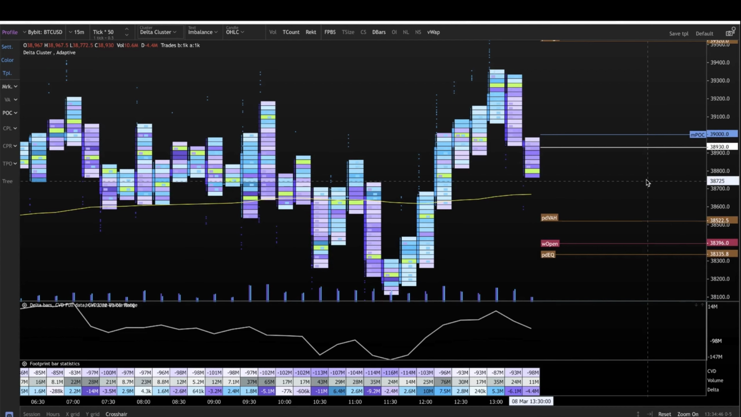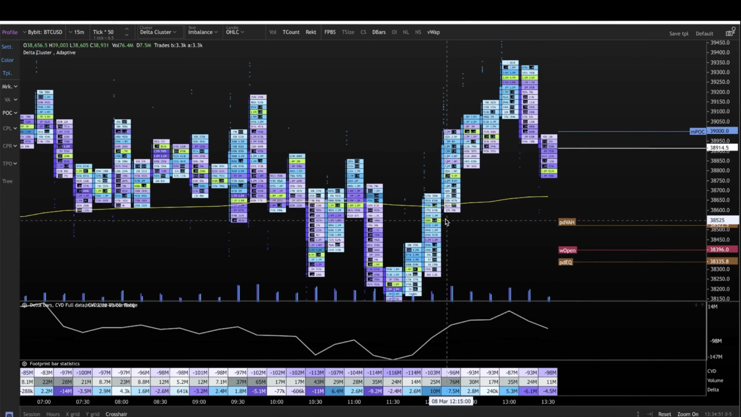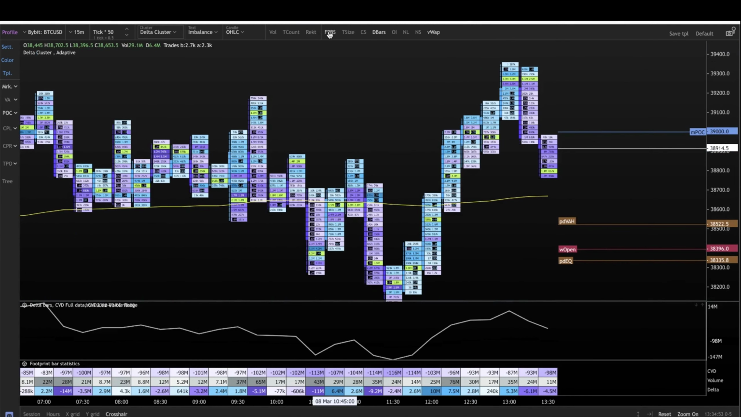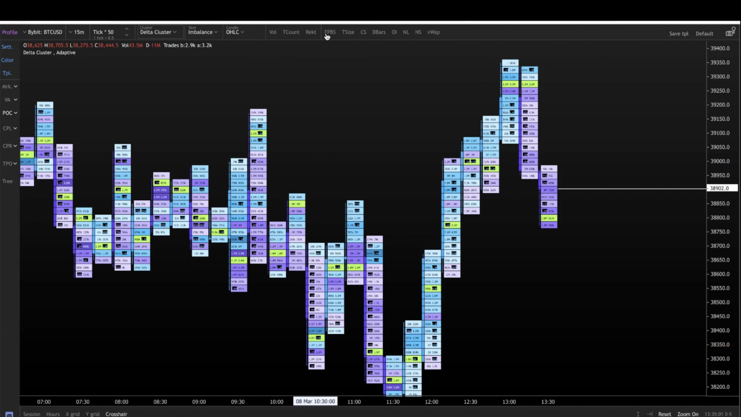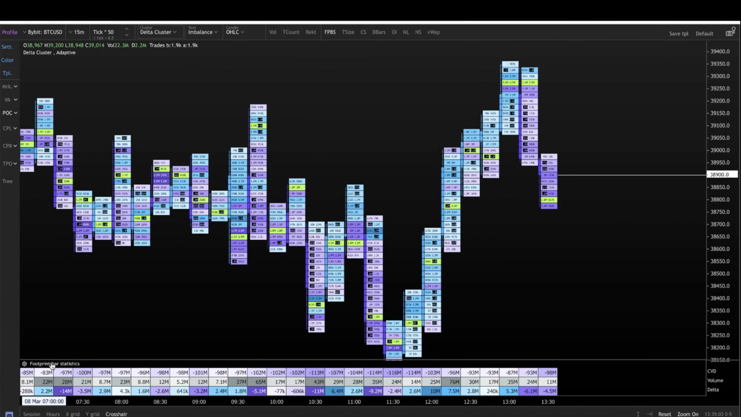So I want to go over everything that we have on this chart. First of all, up here, and I went over this a little bit in the beginning of the course, but I want to talk about specifically the things that we have down here, FPBS, the footprint bar statistics. We have three different things down here. We have CVD, which we will have a dedicated session on. We have volume, and then we have delta. Most of the time, these are the three things that people will have in their footprint bar statistics chart.